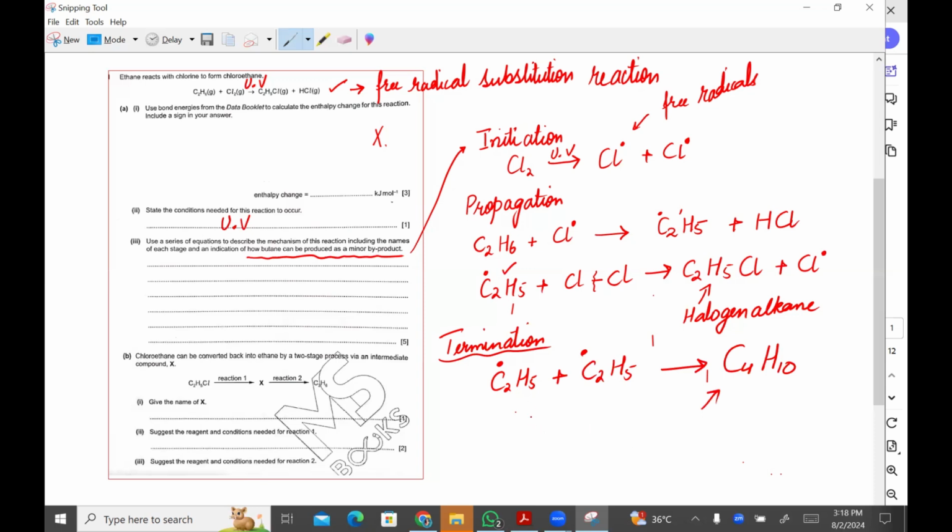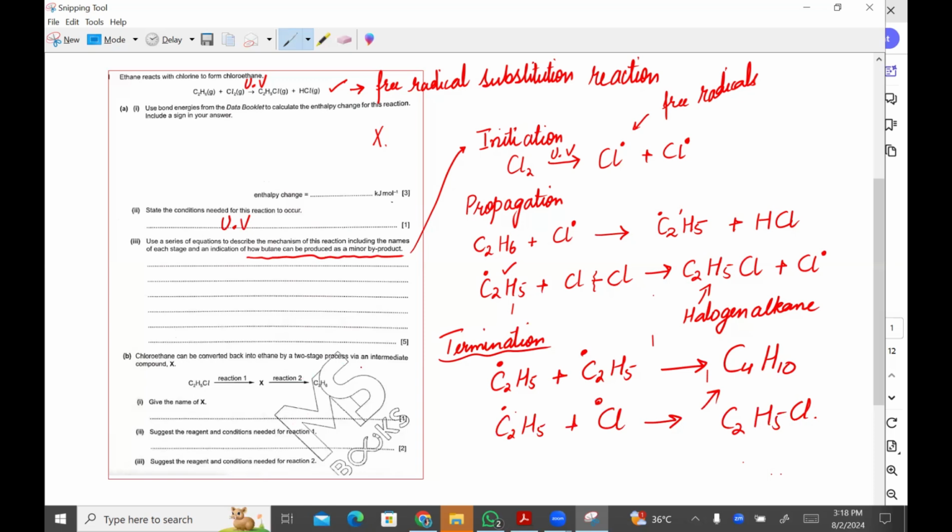Okay. So there is some other termination reaction that is also going to take place. That is C2H5. This radical is going to combine with another radical, this one. And now what is going to happen? C2H5Cl would also form. So is that clear, Sultan? Yeah. Okay.